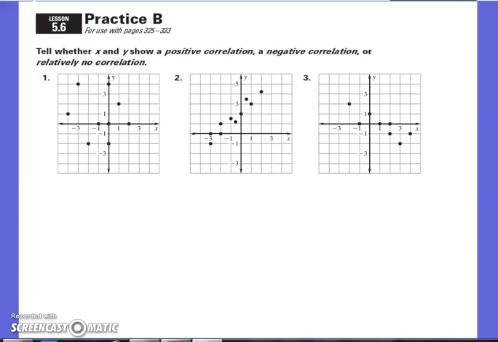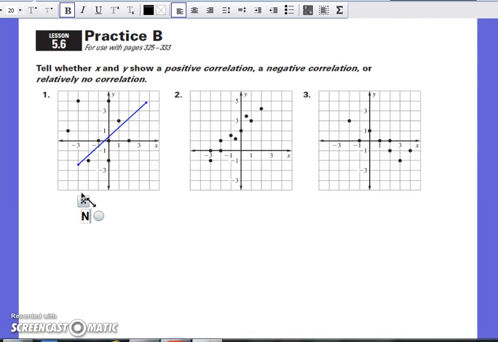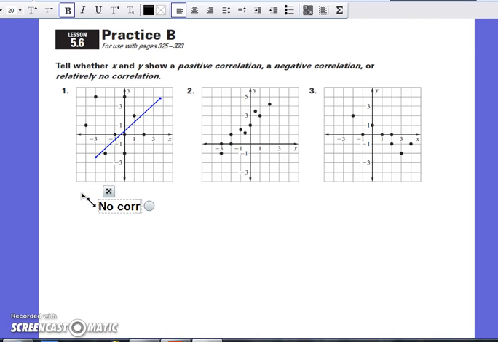Tell whether X and Y have a positive correlation, negative correlation, or no correlation. First thing we want to do is draw the line of best fit. So it's not positive. Sorry, it's not negative. It's not positive. So this one has no correlation.